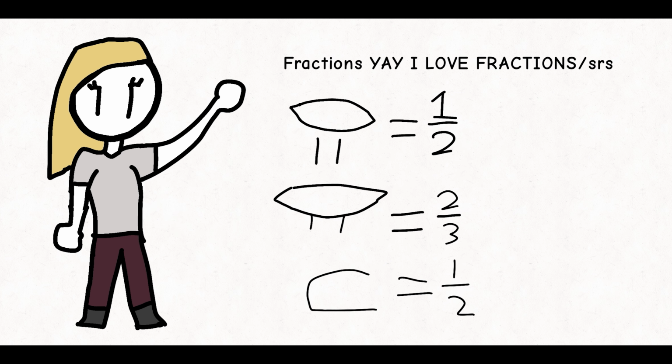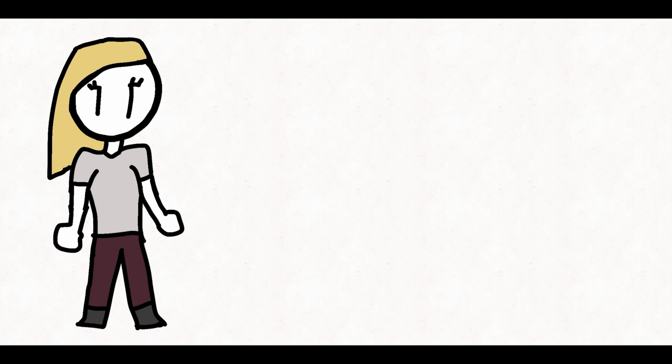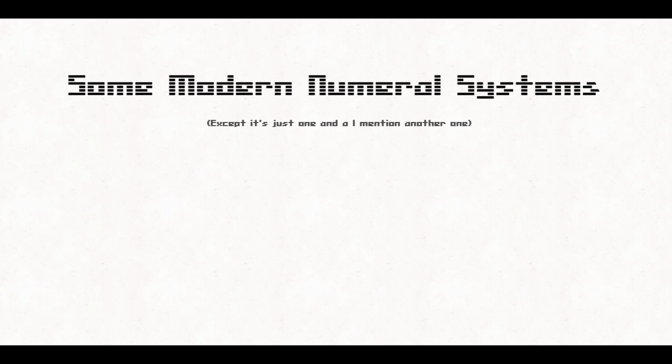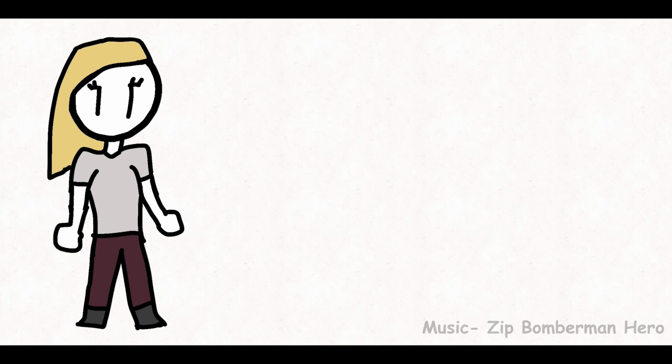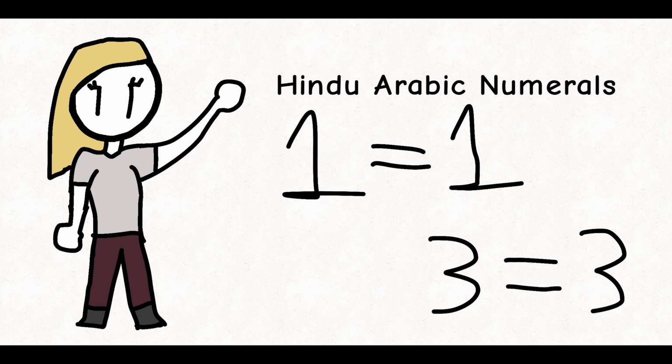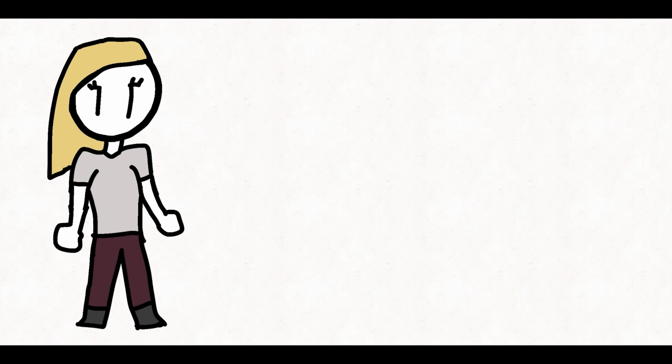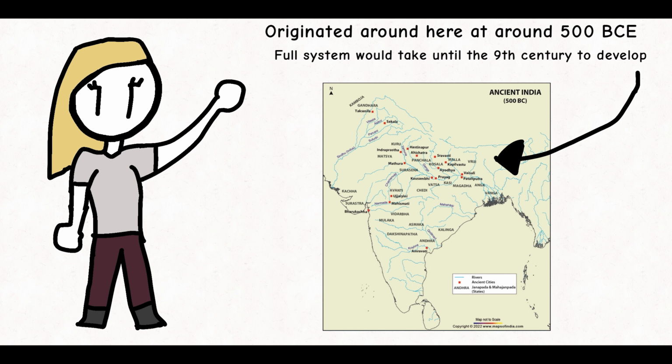Some of them are easy to understand as long as the numerator is 1, and if the numerator isn't 1, pain. The most common numeral system is the Hindu-Arabic numeral system, and despite the name, most written Arabic doesn't use it. It originated around 500 BCE in India and also has a base 10.